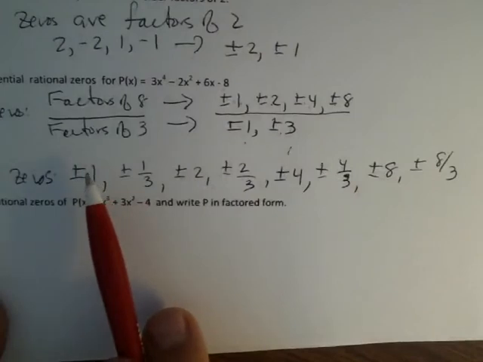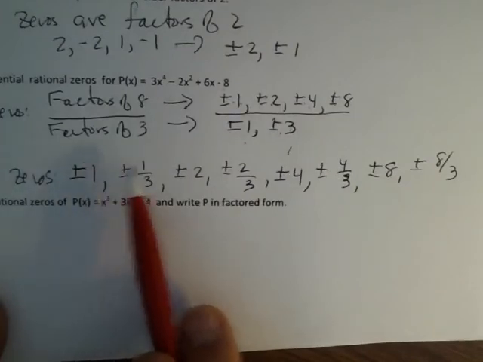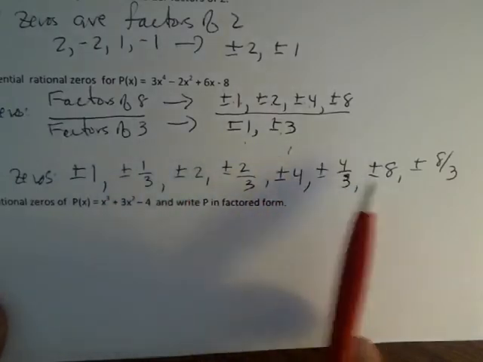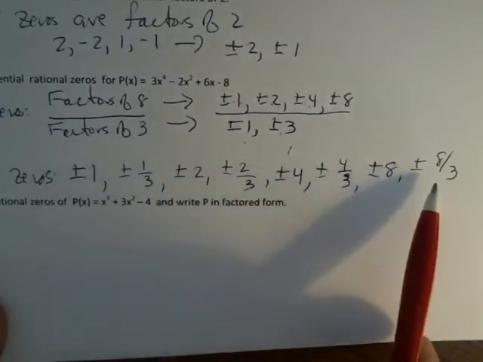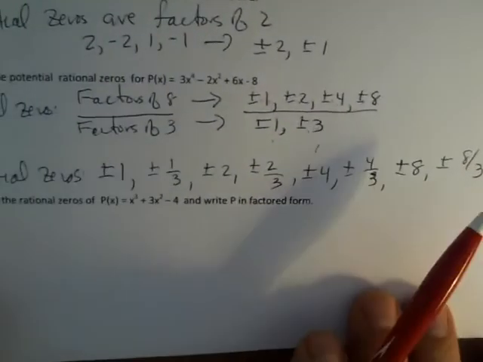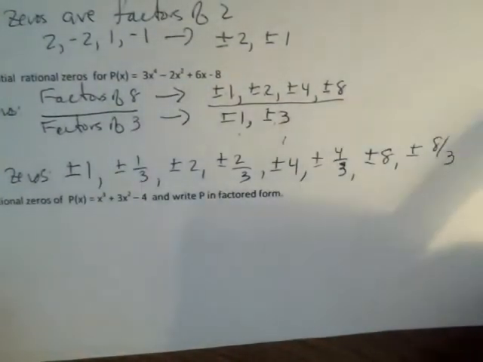Normally, what I would go with are the integer types, the 1, the 2, the 4, and the 8. Hopefully one of those works before you actually have to get to the fractions. Okay, so that's just how you list your potential zeros.